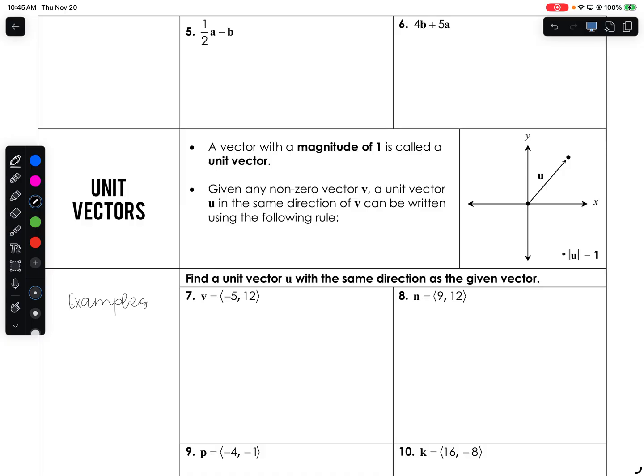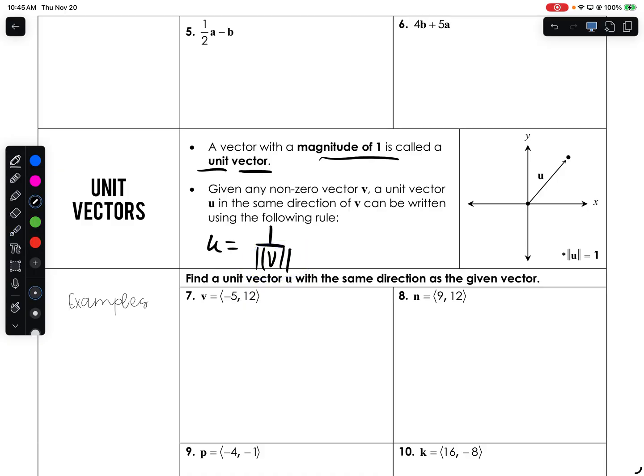So a vector with a magnitude of 1 is called a unit vector. And we have a formula for a unit vector. That formula is, so unit vector, magnitude of 1, is whatever the vector is. We got to get, what does that mean down here? Right, we do the magnitude, right?